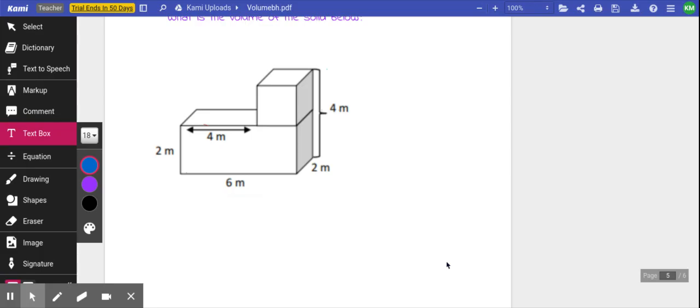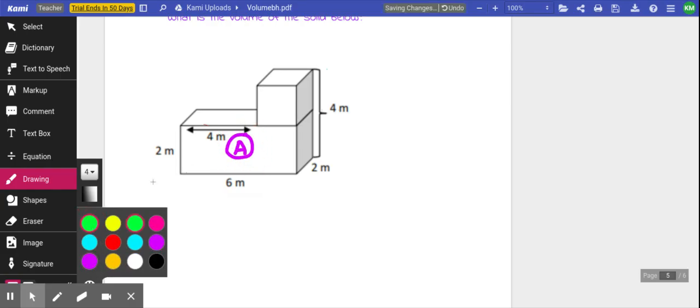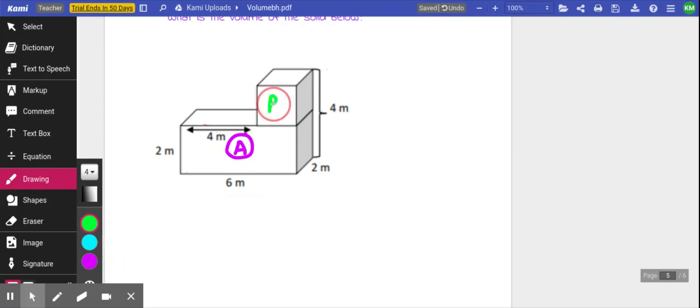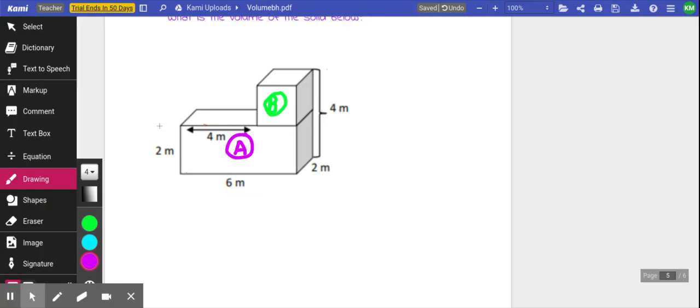I like to usually do shape A for the one that has the length, width, and height listed on the figure already. So if you look at the bottom shape, you will see that it already has the length, width, and height. So the bottom shape, we're going to label that shape A. And the top one, we'll label it shape B because it's missing some dimensions on it. All right, so as we can see, let's go ahead and put in where our length, width, and height is.